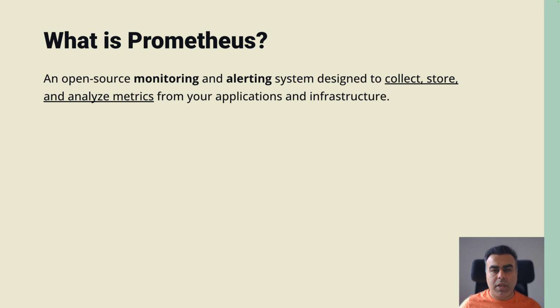And the word system means that it has an application, database, and everything to run separately and independently for doing something. So the main purpose is monitoring the other systems by collecting, storing and analyzing the metrics. So let's explain it in more detail with an example.